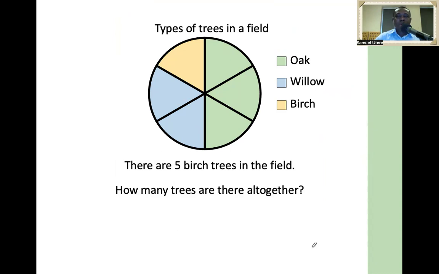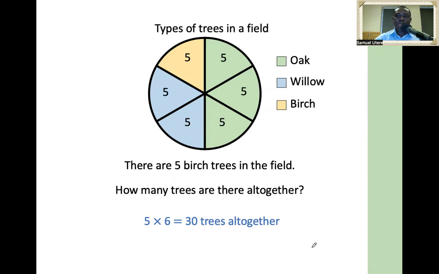Now, to answer this question, you think, well, are the circles all of the same size? The answer is yes. Now, if each of them is 5, then we can just write 5 in all of the pie charts because they are all of equal sizes. So altogether, we can see that we have 6 parts. So we can do 6 times 5, which is 30. So there are 30 trees altogether.